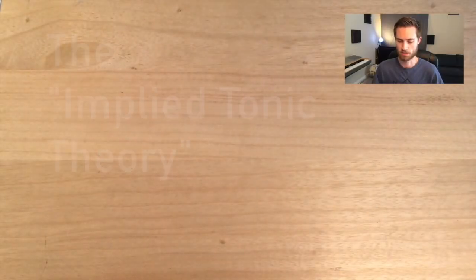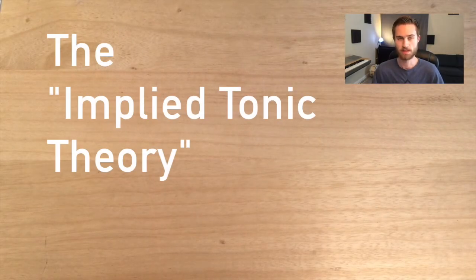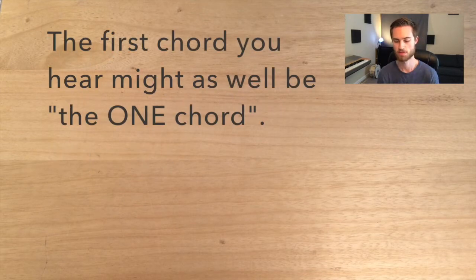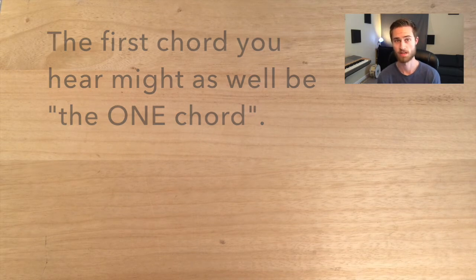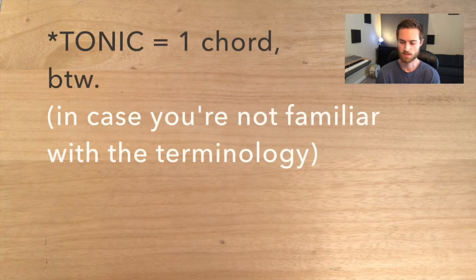The second argument I'm going to call the Implied Tonic Theory. Basically, this means that if you start a song with a particular chord, the listener's brain will at least temporarily regard that opening chord as tonic. And that's the 1. When I say tonic, I'm talking about the 1 chord. If I sit down at the piano and play a random chord for you, you don't know its function at all. You don't know its function within a key, and it might as well be a 1 chord.